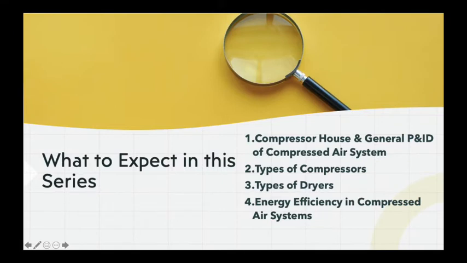So let's begin. In this compressed air system series, I would be making 4 videos. In the first video, I would be covering what is inside the compressor house and the general P&ID of the compressors. In the second video, I would be discussing the types of compressors, like centrifugal compressors, reciprocating compressors, and screw compressors, which are normally used in a power plant nowadays. In the third video, I would be talking about the types of dryers, and in the fourth video I would be covering the energy saving points of compressed air system. So let's begin.